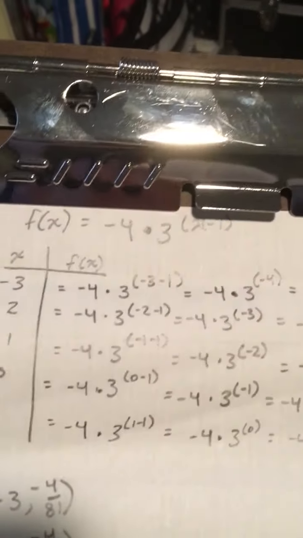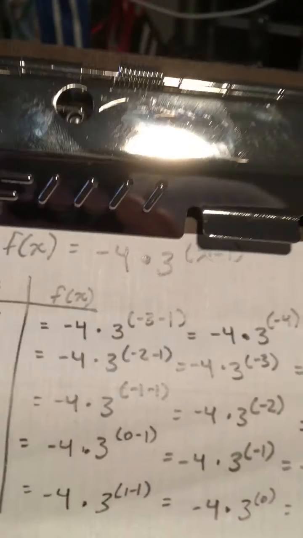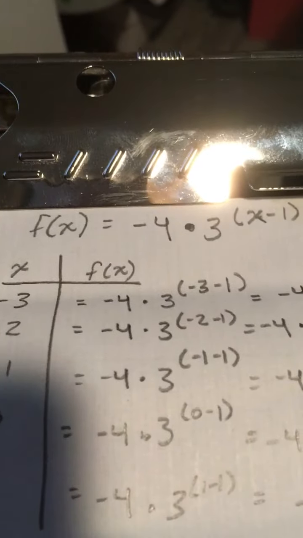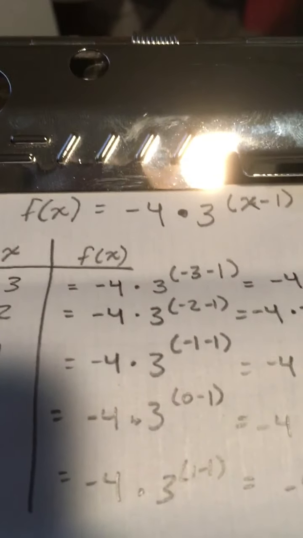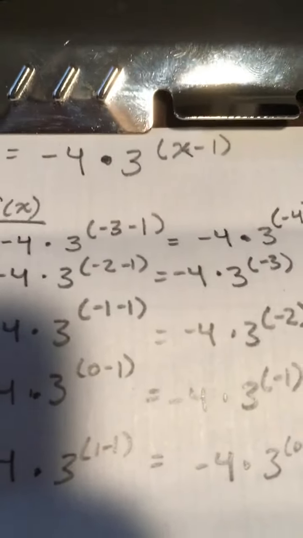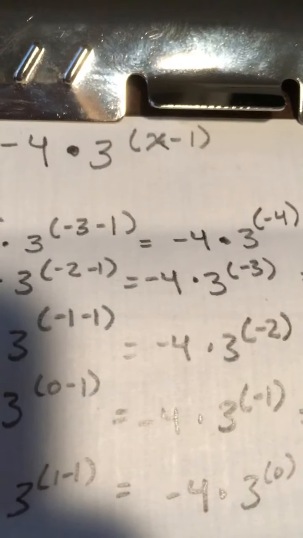Alright, so to start, for problem 1, they give you this equation, and all you have to do really is just make the graph. Here, the shadow's in the way. All you have to do is make the graph from this equation. So f of x, which is just y, y equals minus 4 times 3, but 3 has an exponent, x minus 1.